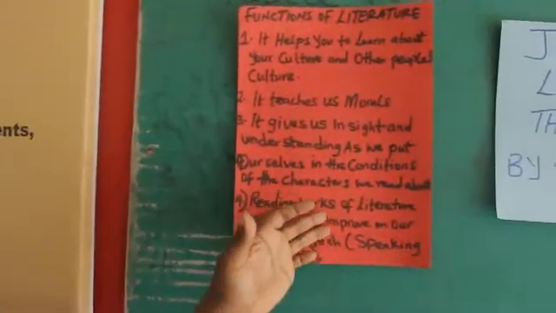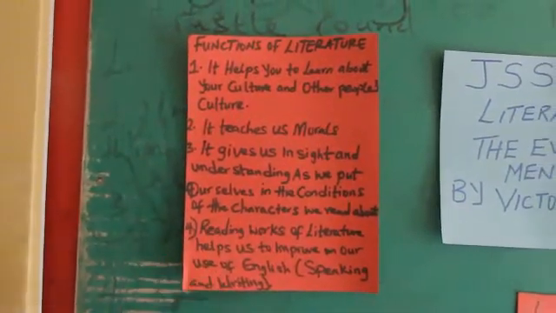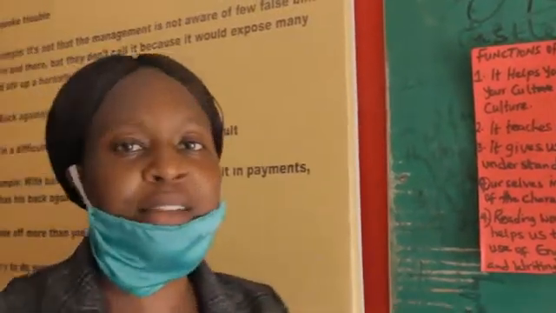Four, reading works of literature helps us to improve on our use of English, both speaking and writing. Children, if you want to improve your use of English, you need to read more books on literature. Storybooks, novels, plays. You read them more often. They help you to improve on your use of English, both speaking and writing.